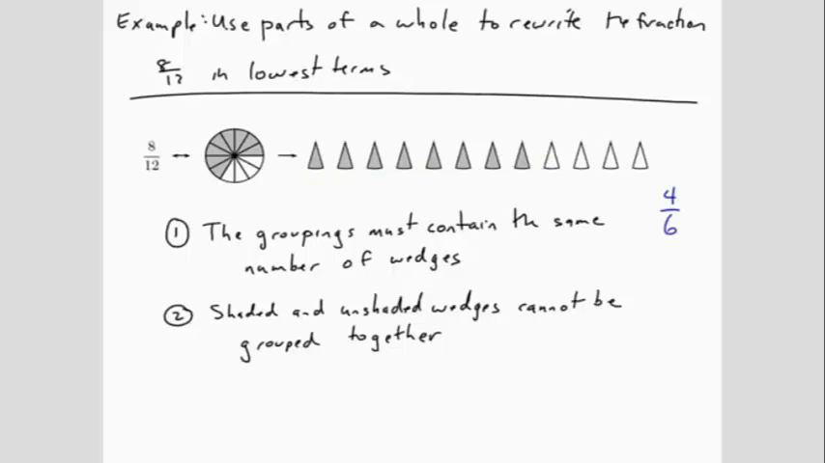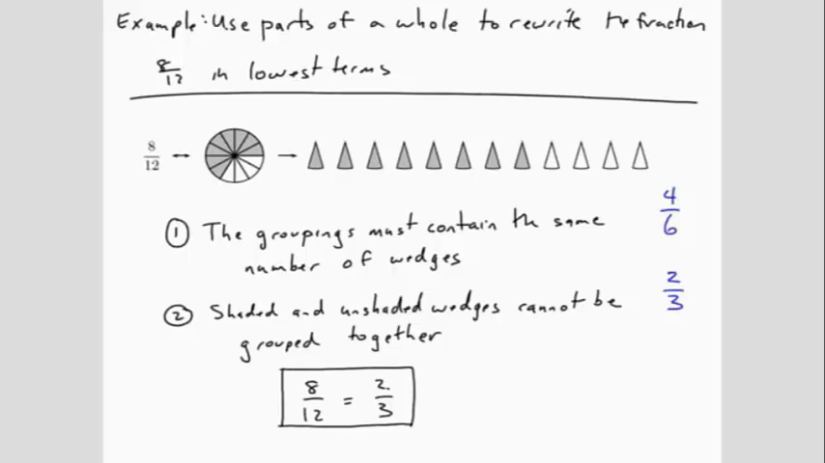What if we tried groupings of 3? This won't work because we have a grouping that has a mixture of shaded and unshaded wedges. What about groupings of 4? We can see that this works and that this gives us the fraction 2/3 because there are 2 groups of shaded wedges out of 3 groups of wedges. There's one more divisor to try, which is 6. We can see that this has a grouping where shaded and unshaded wedges are mixed together. And so the fraction 8/12, when written in lowest terms, is 2/3.